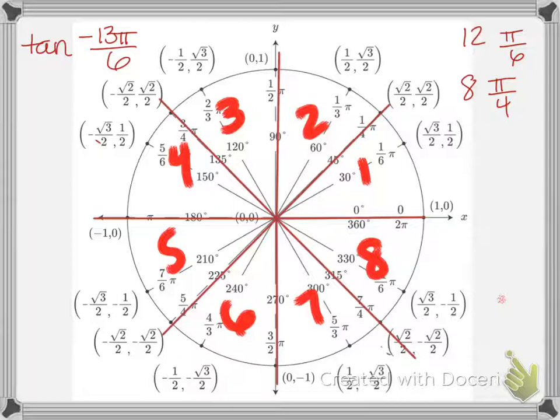So why don't you pause the video and tell me how many pi over 3s do we have?